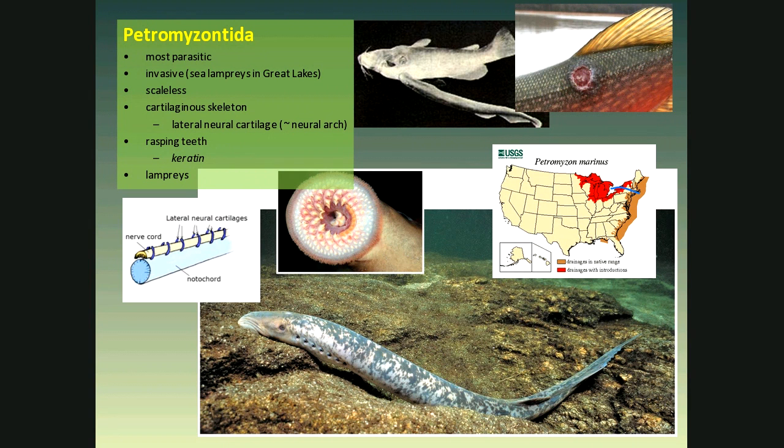Oftentimes probably because of that whole idea I talked about with the zebra mussel, right? The larvae being carried in the holds of the ship, so as the ships move into the Great Lakes region, or maybe in some cases they just swam up the river there, the St. Lawrence Seaway. They're scaleless, with a cartilaginous skeleton.